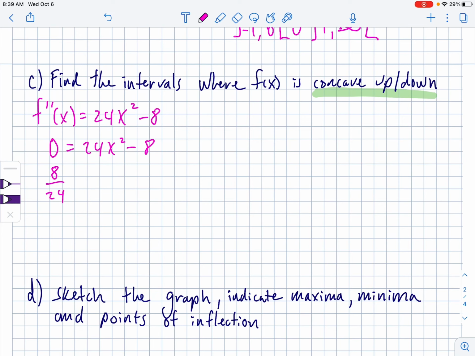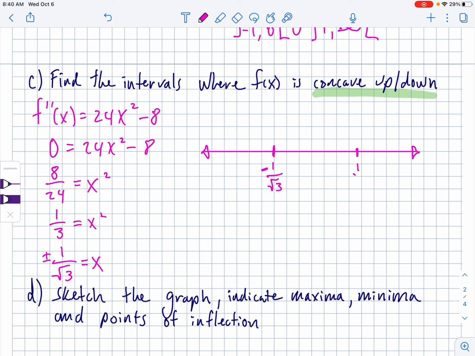So if I set this equal to 0 and then solve it, we get 8 divided by 24 is equal to x squared. So this is 1/3 is equal to x squared. Then square root that, and we get plus or minus 1 over the square root of 3. Now, I know you're thinking radicals in the denominator, but you know what? IB seems to be okay with it at times. So we are going to do a concavity test. We know that it switches concavity at -1 over root 3 and positive 1 over root 3.